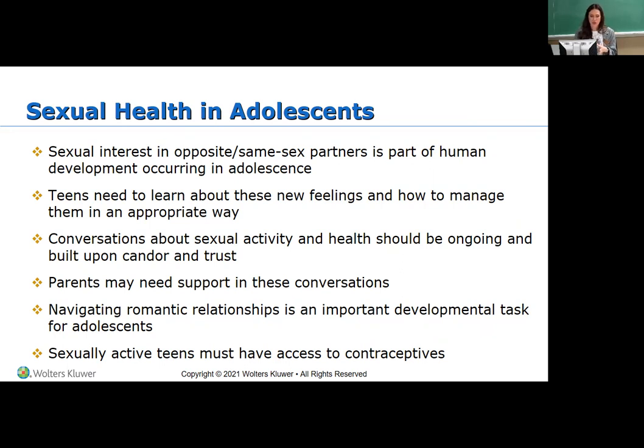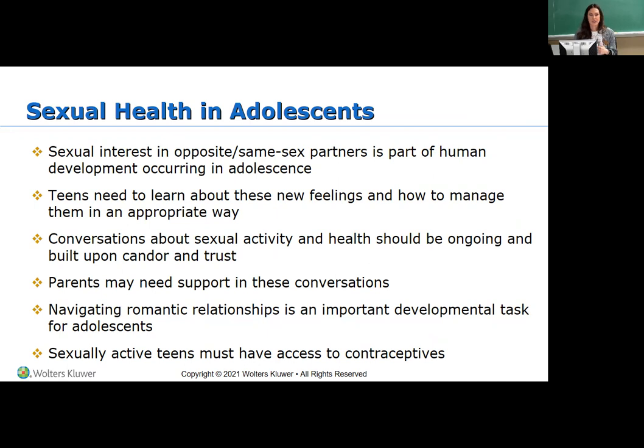They have to learn about these new feelings. This is part of how they're going to manage them later on in adulthood. So if they have unhealthy sexual behaviors when they're adolescents, there's a high likelihood that they're going to have unhealthy behaviors in their adulthood. Conversations about sexual activity should be ongoing.